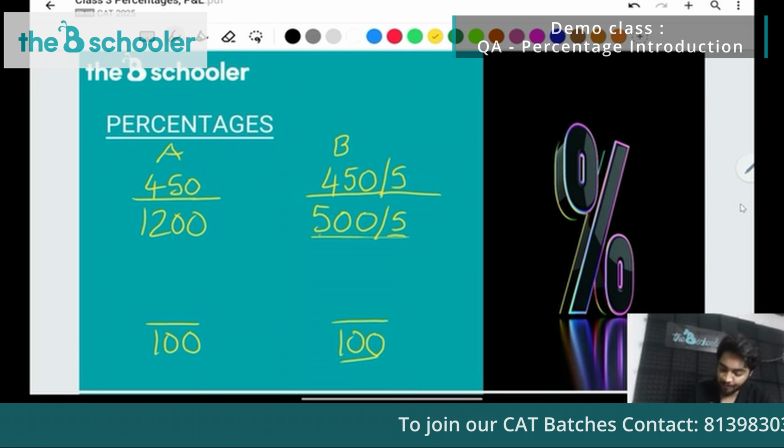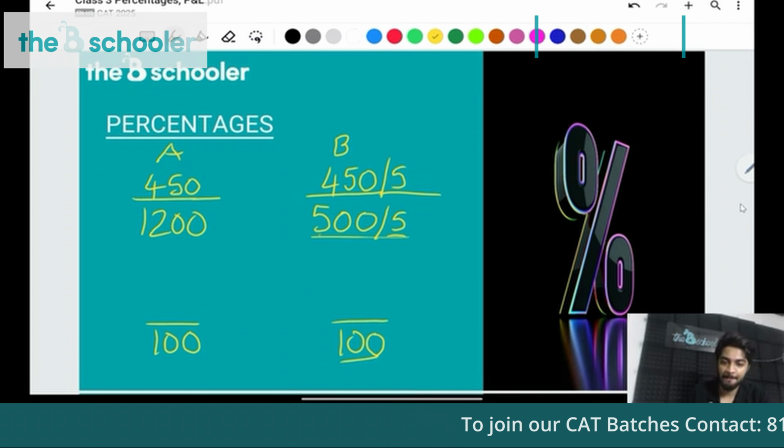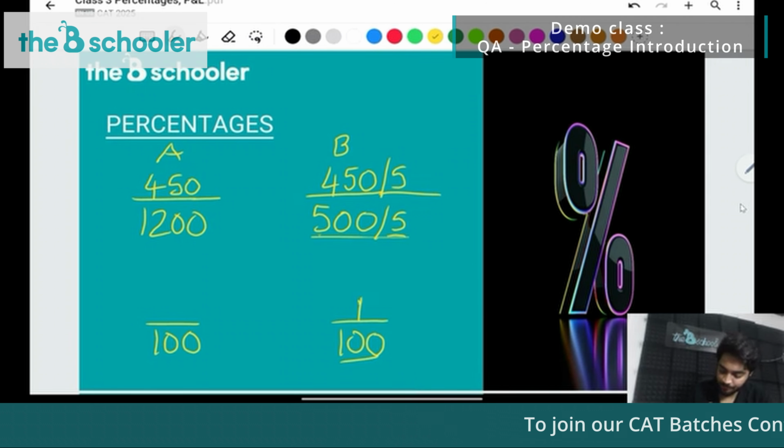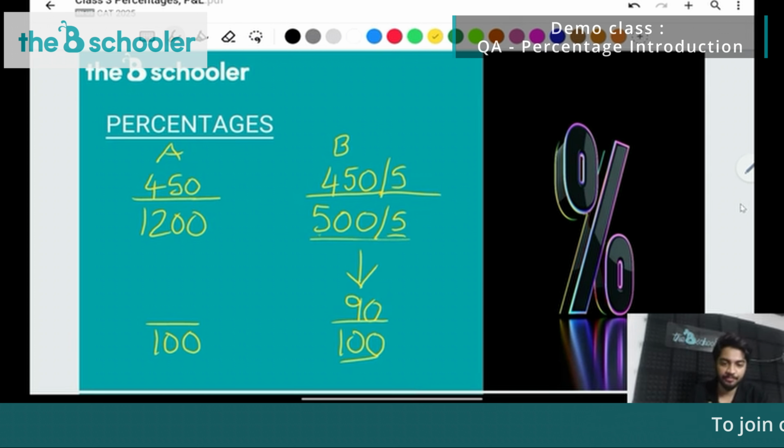We have written it here. 450 by 5 എത്ര? 450 by 5 is 90. Okay. So person B's 100 ലോട്ട് കൺവേർട്ട് ചെയ്യുമ്പോൾ you get it as 90 out of 100. Correct?